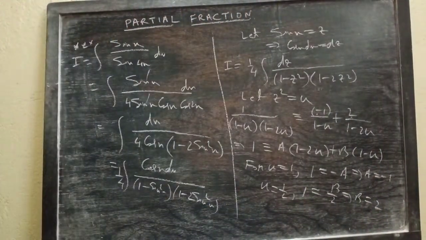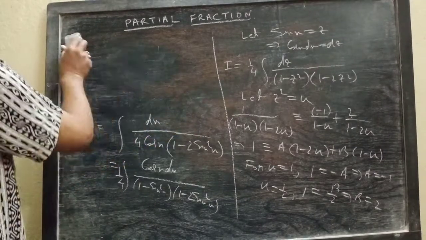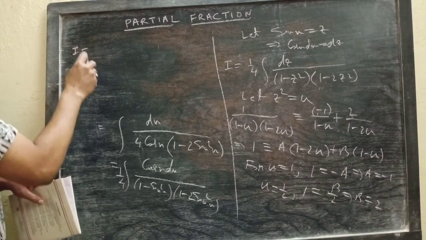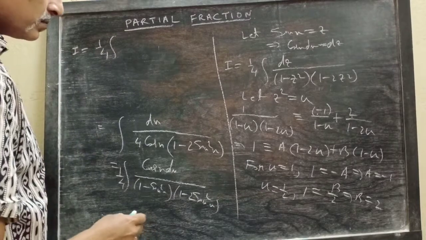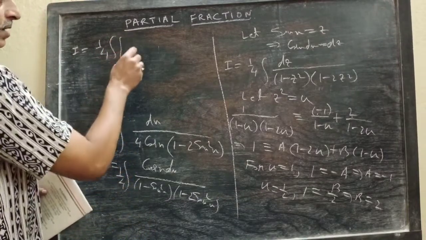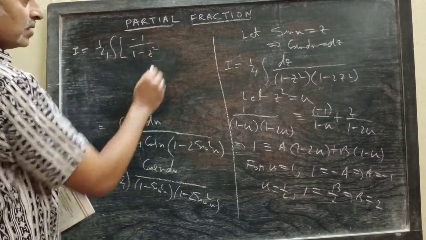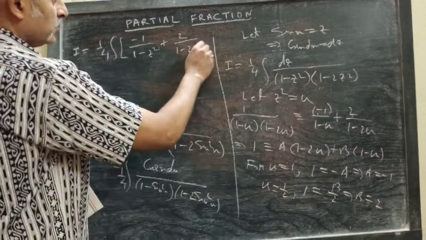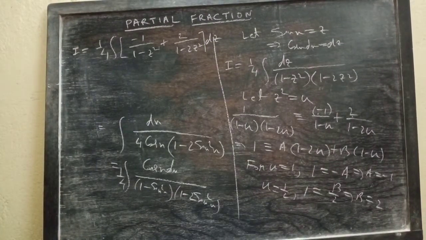Okay, so I am erasing from here. Write your integral as I is equal to 1 by 4 integration of minus 1 by (1 minus u), where u was z square, plus 2 by (1 minus 2z square), then dz. Okay.